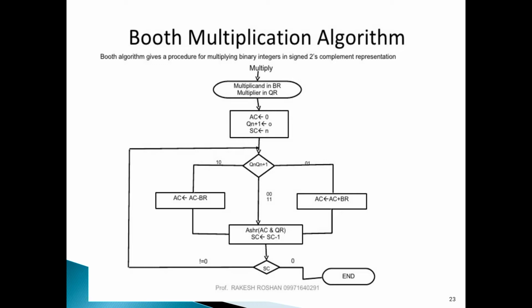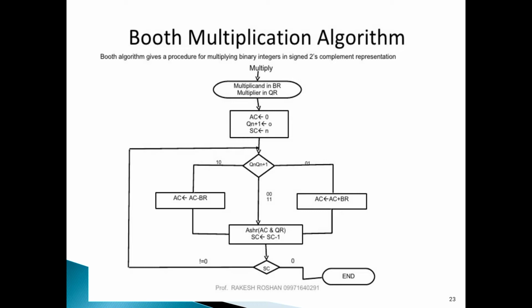Here initially QN plus 1 is equal to 0. The next QN value is 0, next QN plus 1 equal to 0, next QN plus 1 equal to 1, next QN plus 1 equal to 0, next QN plus 1 equal to 1. So QN is the least significant bit of the multiplier, and QN plus 1 is the previous significant bit of the multiplier. Initially QN plus 1 equals 0.